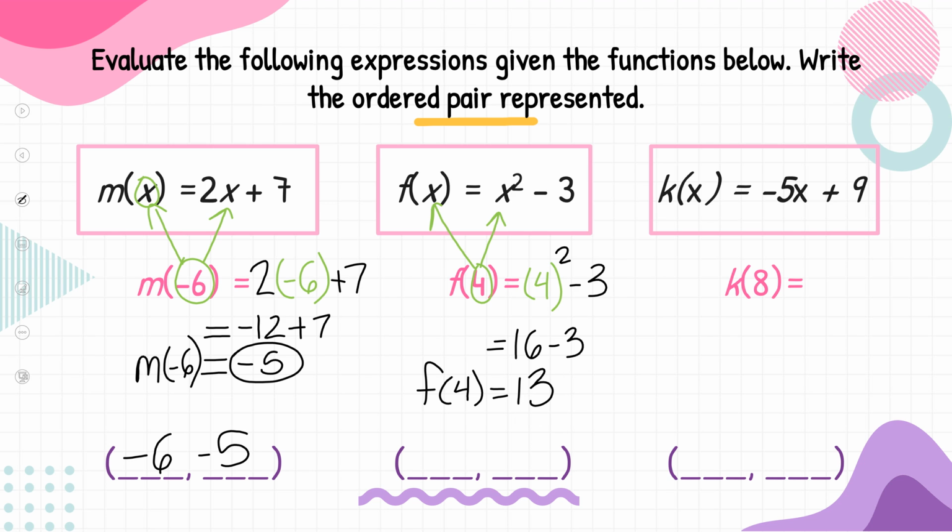So I know my f at 4 is 16 minus 3, which means my function at the input 4 is equal to 13. So my independent variable was 4. My dependent variable was 13, meaning my x value is 4. My y value is 13.